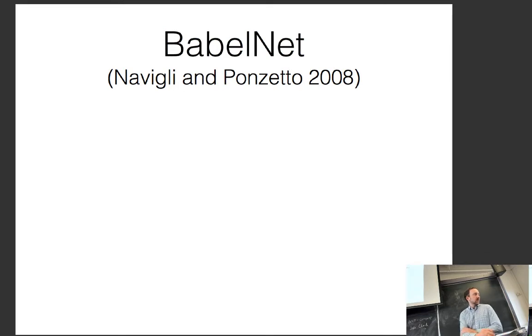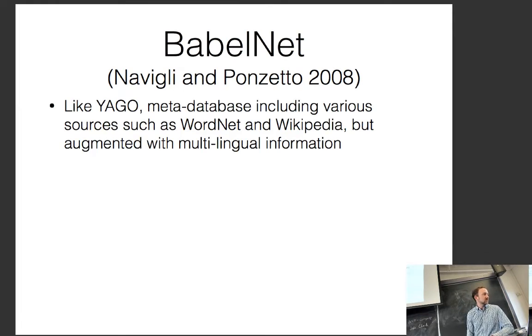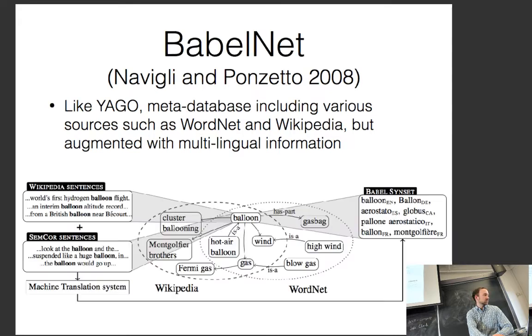And BabelNet is like Yago. It's a metadatabase that includes various sources, such as WordNet and Wikipedia. But it's also augmented with multilingual links across things. So you have stuff like balloon in lots of different languages, and all of these are within the same synonym set, and you have Wikipedia sentences that correspond to this, etc., links between them. So you can see this community of knowledge representation is kind of a separate community than NLP. It's kind of a separate set of people who do this, but they are very serious about doing this, and they create good resources with broad coverage in various kinds of intuitive ways.